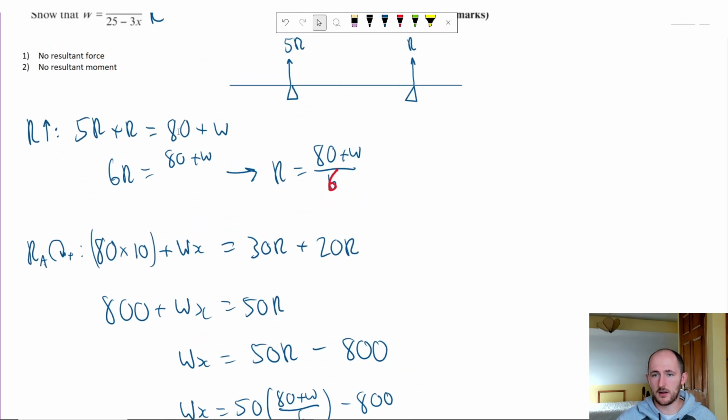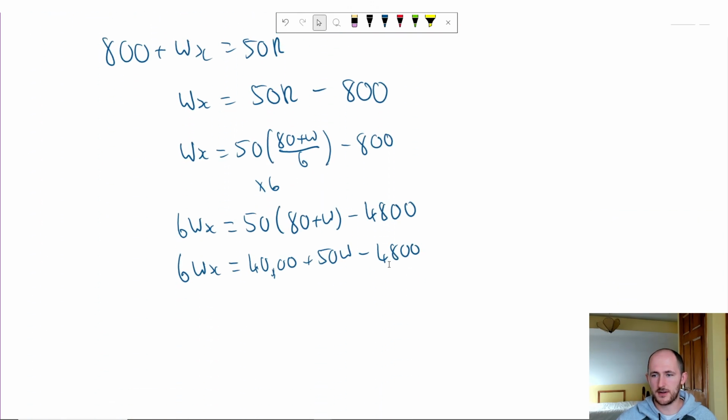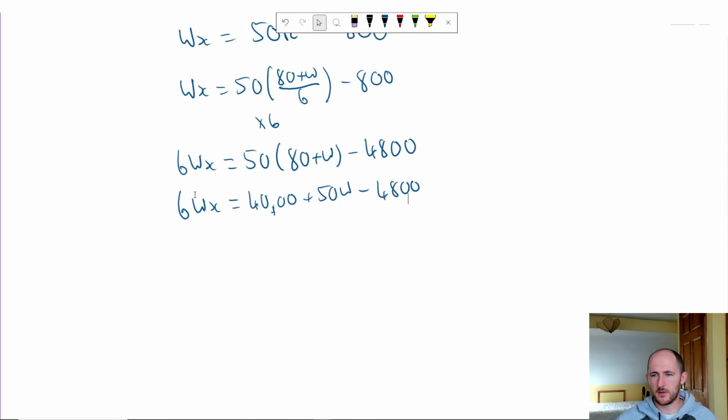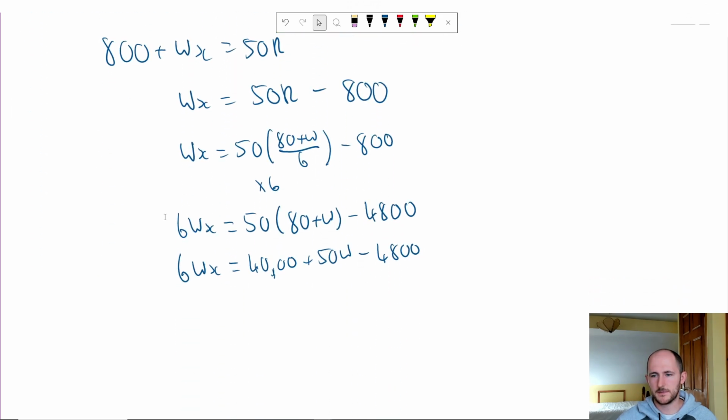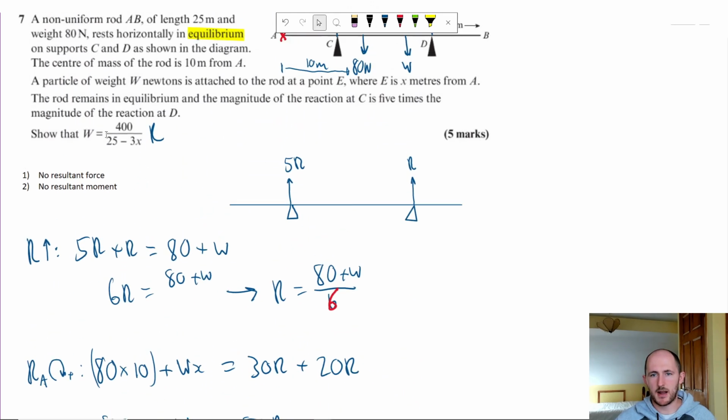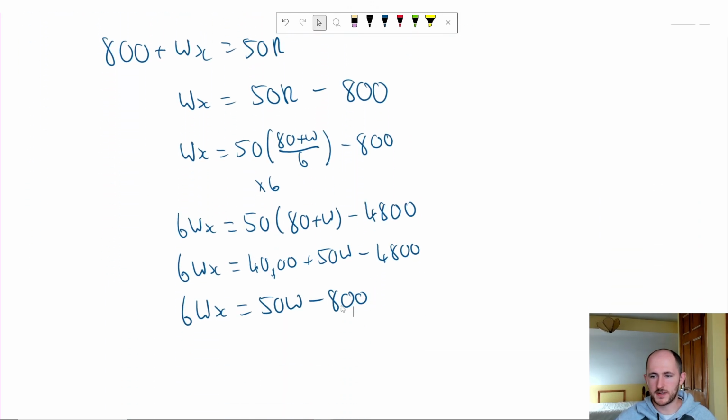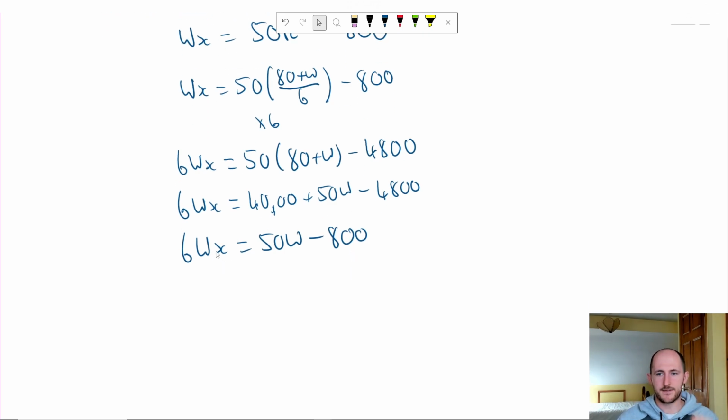And again, looking back at the answer, we have 400 over 25 minus 3x. So we need to move all the W's together. Here's how I'm going to show you how to do this. So 50W minus 800, because 4,000 minus 4,800. In my answer, the 400 is positive, so I'm going to move the number to the left and the WX to the right. So we have 800 equals 50W minus 6WX.